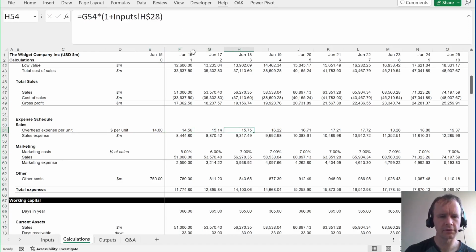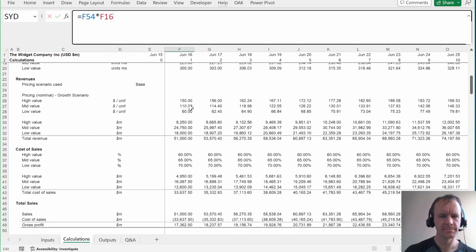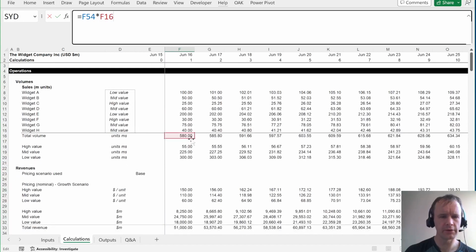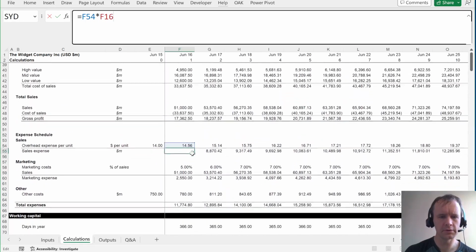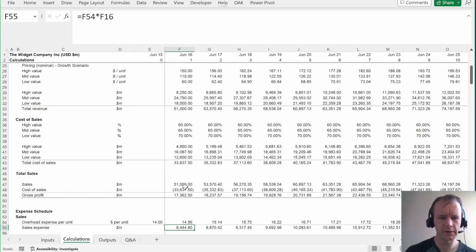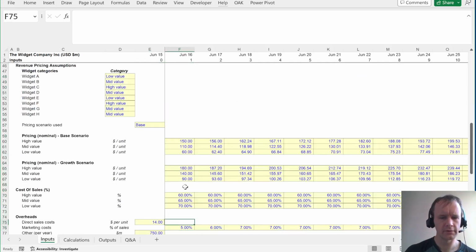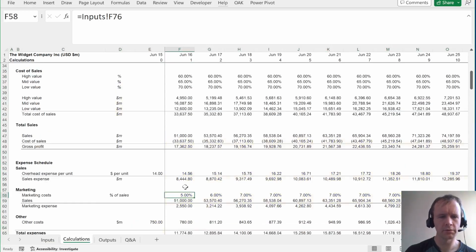That's overhead expense per unit. Sales expense. That multiplied by your total volume, which seems reasonable. Dollars per unit. You have millions of units, get millions of dollars. Yep, seems fair. Okay, marketing cost as a percent of sales. Inputs F76, that's here. Good. Pulling from F, so that's fine.